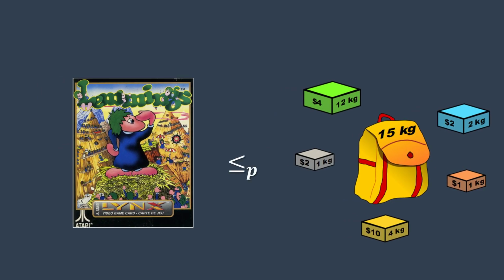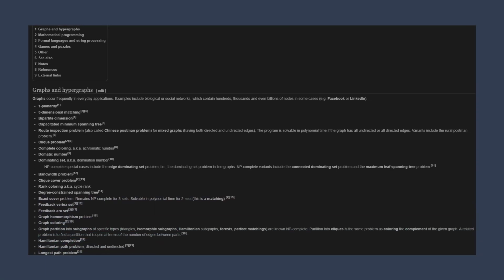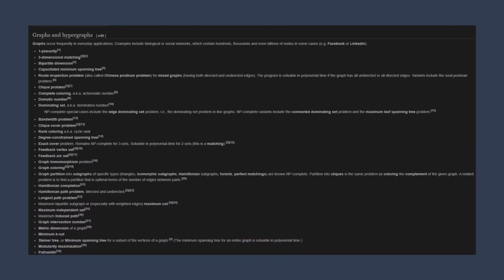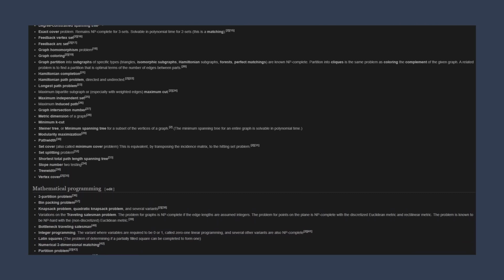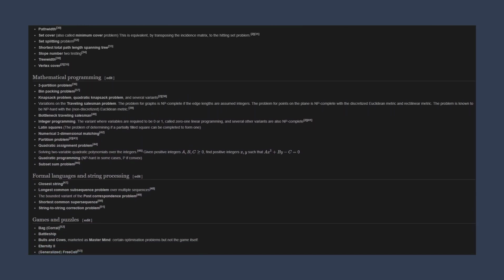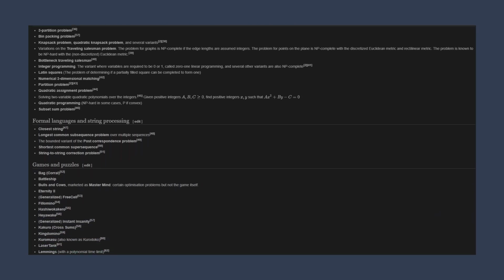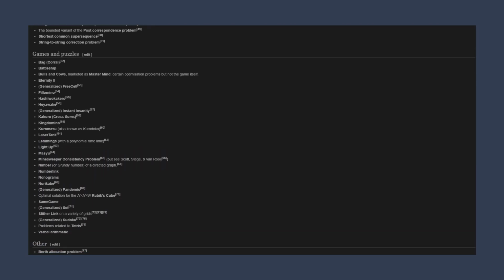What this now means is if anyone finds a polynomial time algorithm for any problem in NP-Complete, they will immediately answer the P versus NP question. So, if you think you know a fast way to solve any of these problems, whether it be Lemmings, the knapsack problem, or Sudoku, or you think you have a way to disprove it, then you will 100% go down in history as making the biggest computational discovery of the millennium.